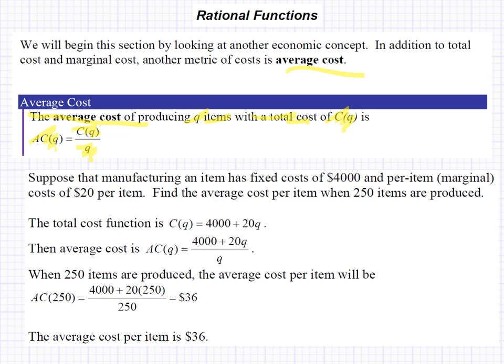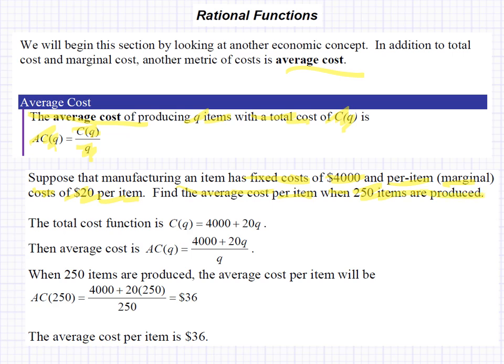Anytime you're finding the average, take the sum of everything you're working with and divide by the total number. And that's really what you're doing here. So suppose that manufacturing an item has a fixed cost of $4,000 and a per item, or marginal, cost of $20 per item. Let's find the average cost per item when 250 items are produced.